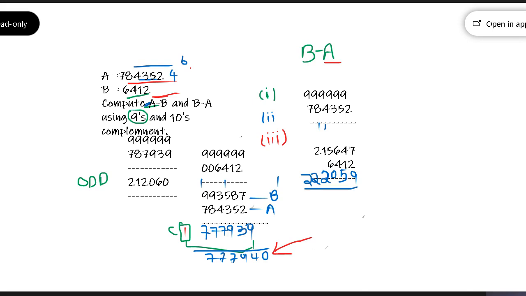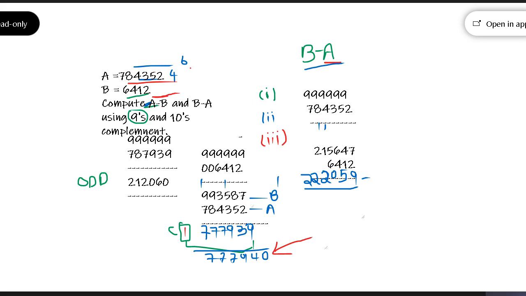Now, what you do to this, if you do B minus A, for 9's complement, what do you do? What you do to this answer, you don't have a carry. So what you have to do? 9's complement of that. Yes, you do 9's complement for this.